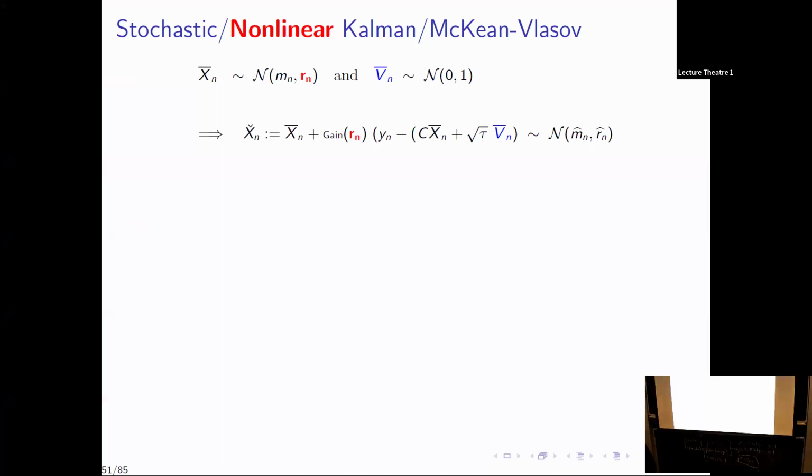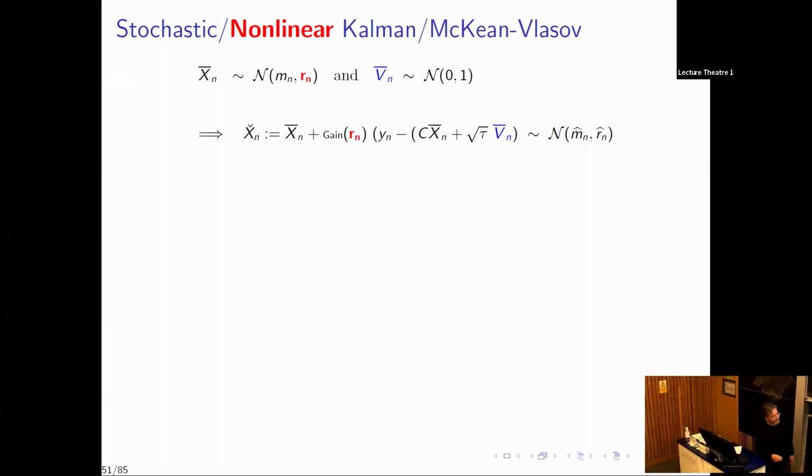Now, what is this position? Okay, so that's another way of writing, and that's the way people introduce the ensemble Kalman. So up to now, we have just said that if I start with a Gaussian mean variance, I get another Gaussian mean variance. I want to do a stochastic version. I want to define the random variable which has this mean and this variance. Okay? It's not the same as saying the mean and the variance of the next is computed by the Kalman recursion.